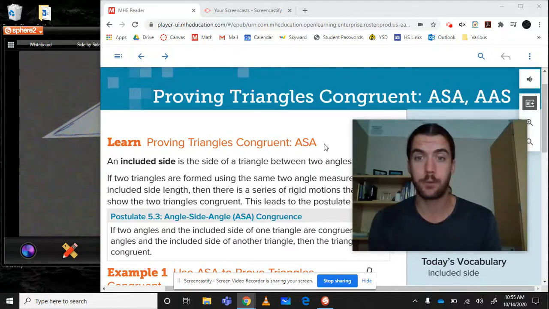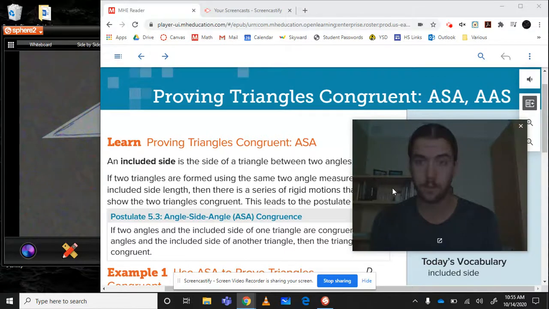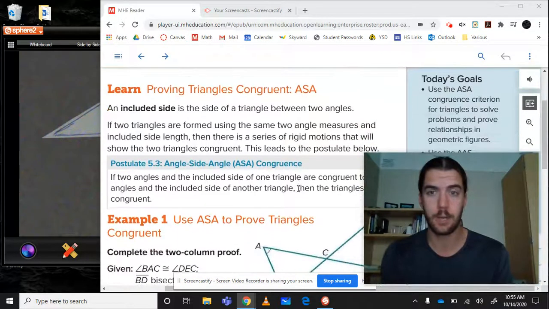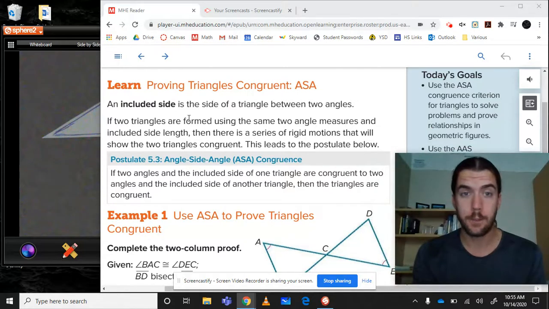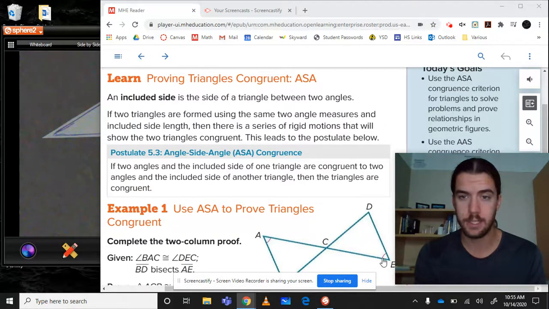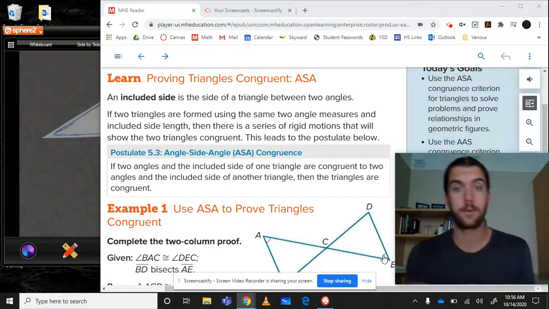Okay, so the first principle we're going to look at is the angle side angle principle. So let's read this real quick and see how they describe it, and then I'll describe it in my own words. First they give us a vocabulary term called an included side. This is the side of the triangle between two angles. So if we picked angle E and angle D, the included side would be the line segment ED. Okay, so it's the line segment that's between two angles that we're thinking about.